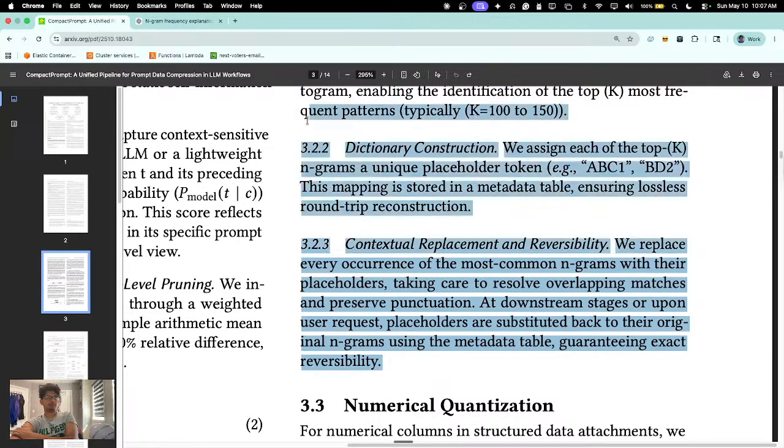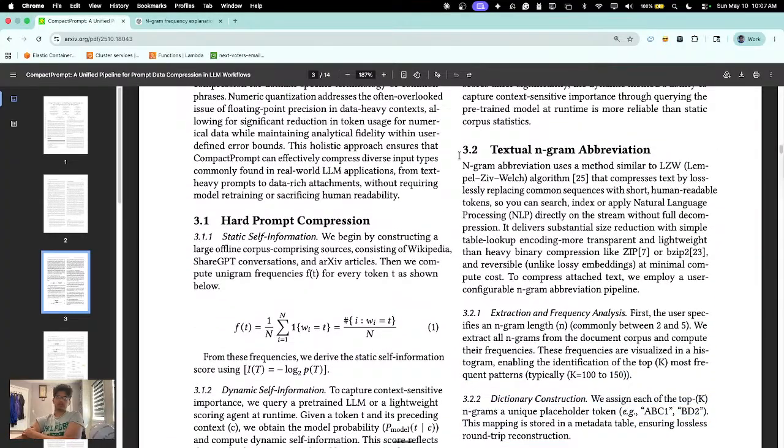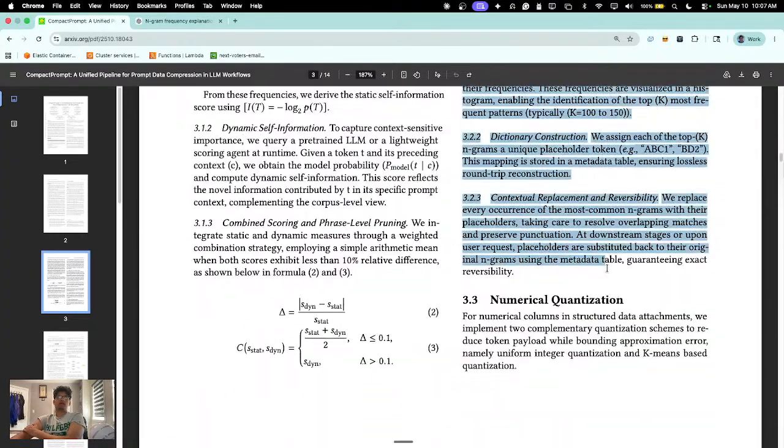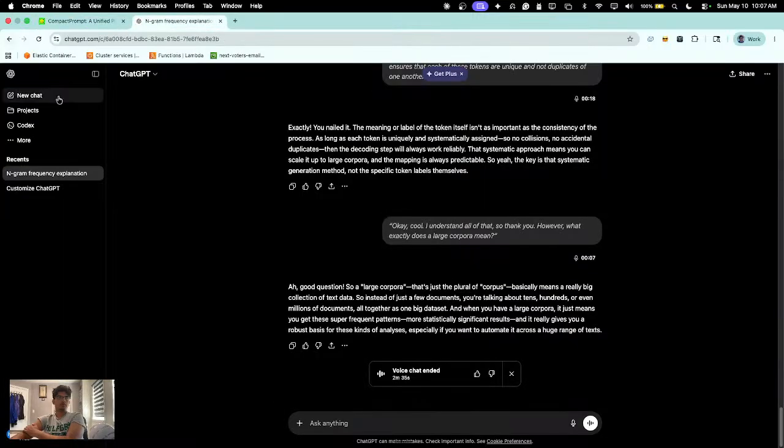Let's see here. So I'm just going to take the whole thing and paste it into ChatGPT, and then let's have a conversation with it, basically. I'm going to do it in a new chat.